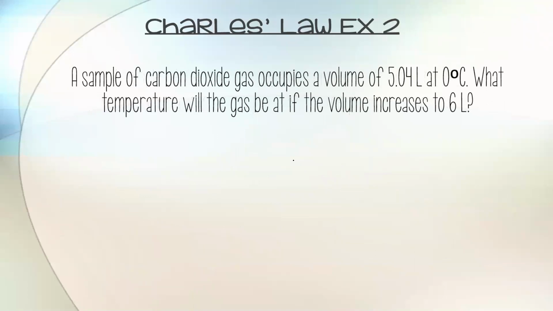All right, let's try another one. A sample of carbon dioxide gas occupies a volume of 5.04 liters at 0 degrees Celsius. What temperature will the gas be if the volume is increased to 6 liters? Notice no talk of pressure because pressure stays constant. So you can use whichever setup you'd like. I always cross multiply it. I just like that format better, but that's me.